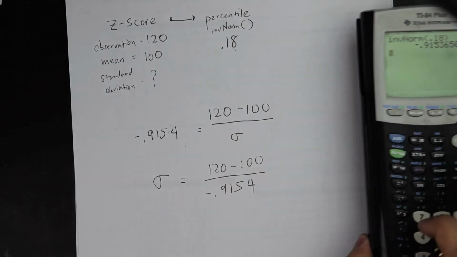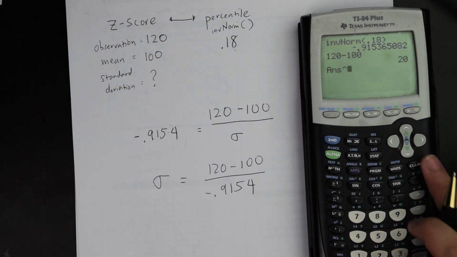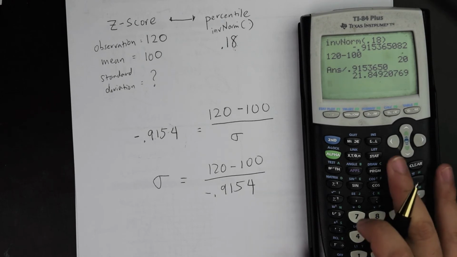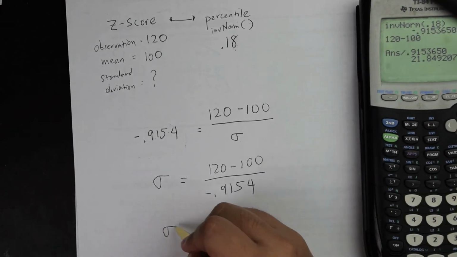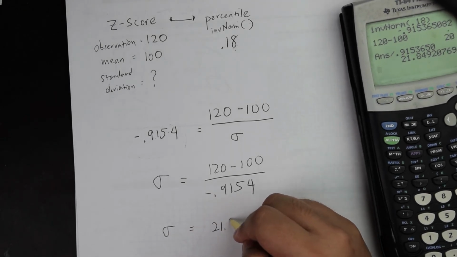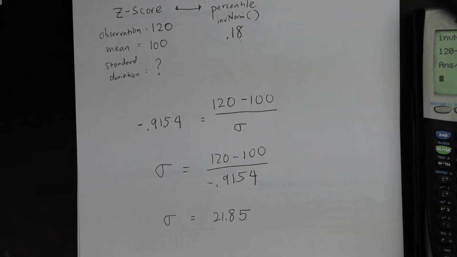Okay, and what I'm going to end up doing is 120 minus 100 divided by 0.915360. I could put the negative in, but I just decided not to. Because it's standard deviation, I know it's going to be a positive value, and so it's going to be 21.84 or 85, and it is the actual answer for this question.